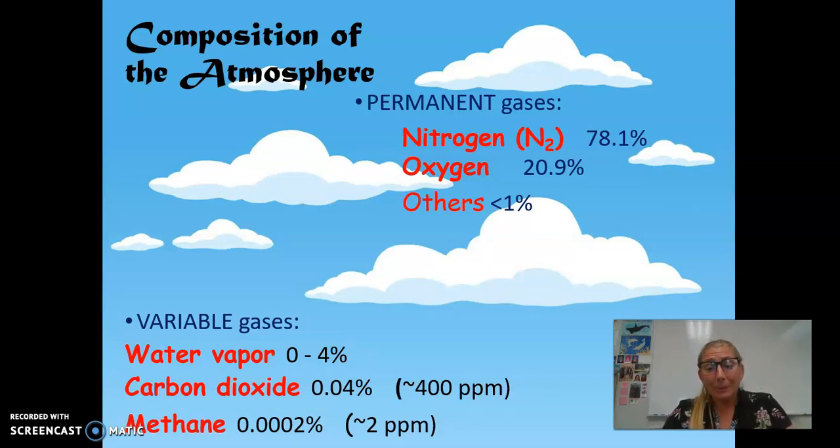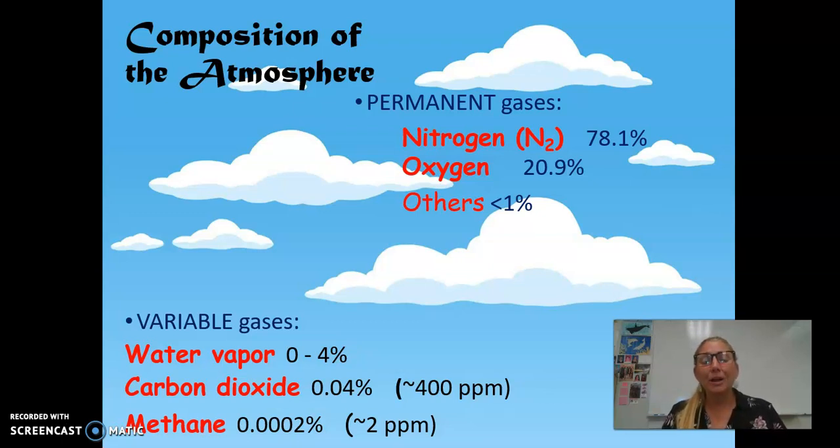Some of those other permanent gases, the ones that are staying, their percentages are pretty much staying at that point, include some of your noble gases like argon and neon. There's some helium, some hydrogen, also considered permanent gases. And then the variable gases, you can see a few examples there. The three that I put as variable gases are examples of greenhouse gases that trap heat next to Earth's surface. We often hear about carbon dioxide and methane being significant greenhouse gases produced by humans and industry and agriculture.